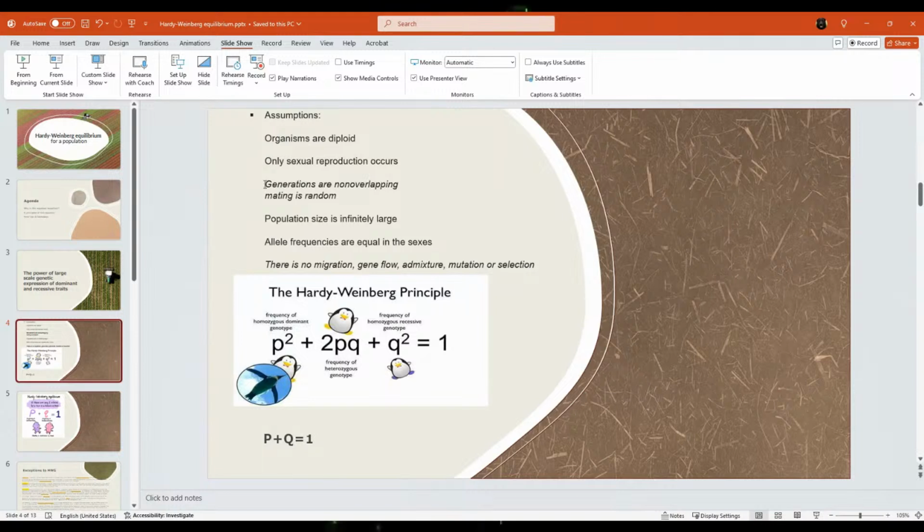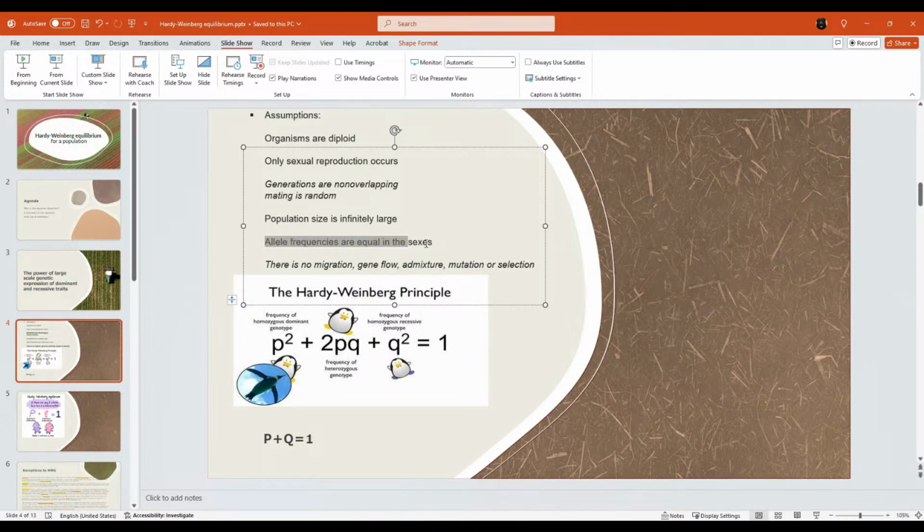The next assumption is that generations are non-overlapping and mating is random. That's actually not true, but that's the assumption. Generations are overlapping, because you can live at the same time as your father or your mother, so your lifetime overlaps theirs. So this is not true, but the equation assumes it is. It assumes the population is infinitely large. Again, it's not infinitely large, but it has to be large, or it doesn't apply to your yard. It applies to the breed as a whole, any given breed, whether it's horses or dogs.